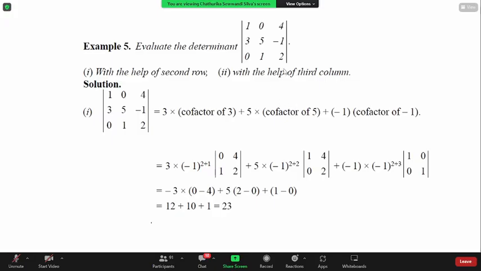So please try to find the determinant when you find it with the help of the third column. That means with respect to this column, try to find the determinant.